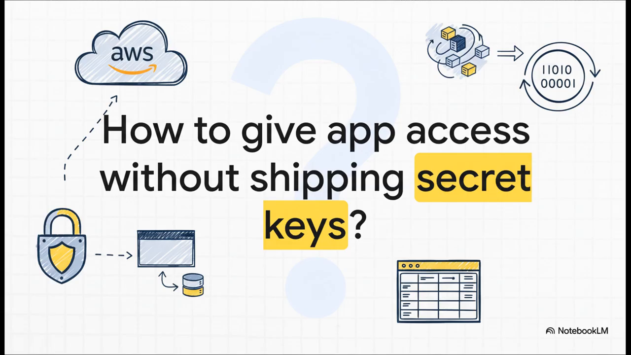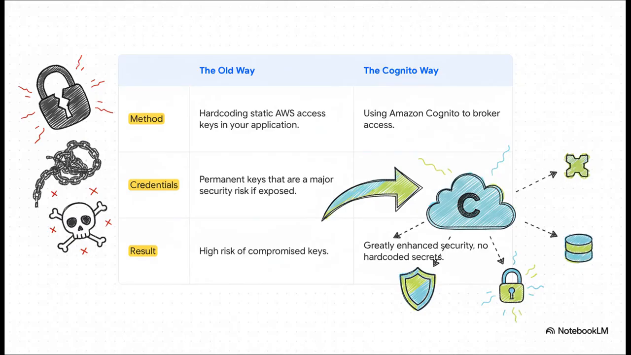So, what's the right way to do it? This slide just lays it out perfectly. The old, dangerous way was hard-coding permanent keys, a total security nightmare. The modern, much smarter way is to use Amazon Cognito. Cognito basically acts as an identity broker. It authenticates your users, and then it hands your application temporary, short-lived credentials with very limited permissions. This means you never have to embed a secret key in your app, which is a huge win for your security.